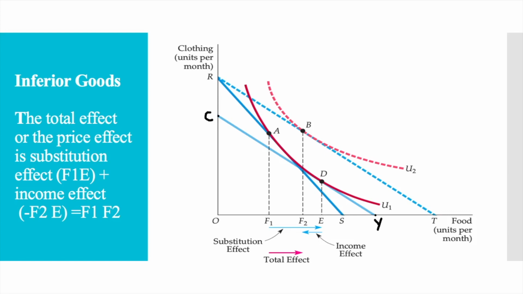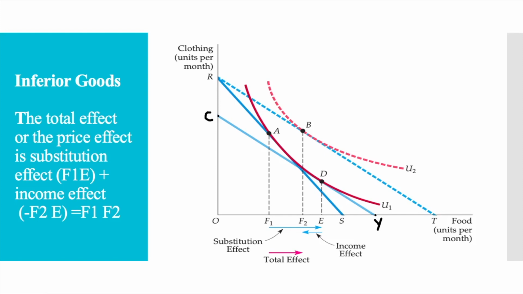We can see that the consumer moves to bundle D as a result of this. Hence, the movement from B to D is due to the income effect. So, this means that the movement from E to F2 represents the income effect. This is because when the real income is taken away from the consumer, he moves from B to D.